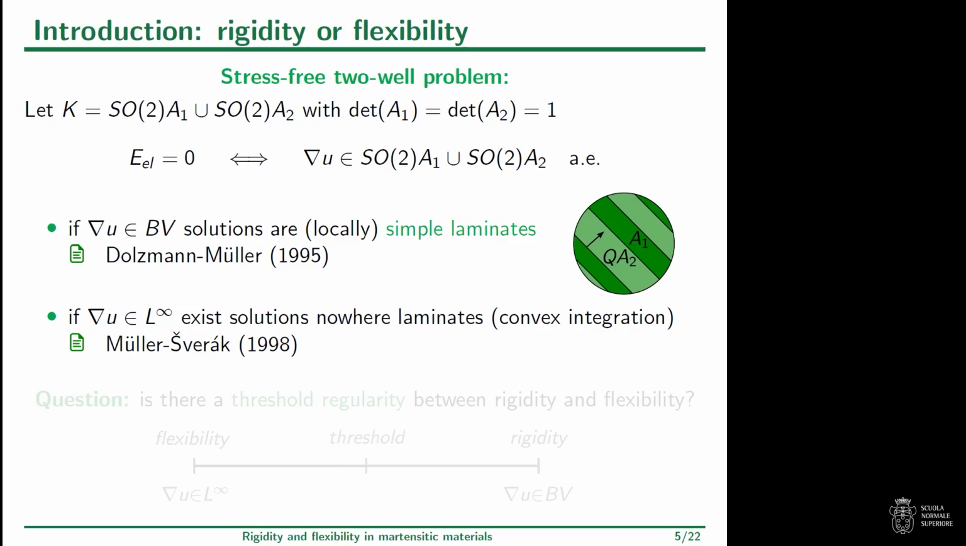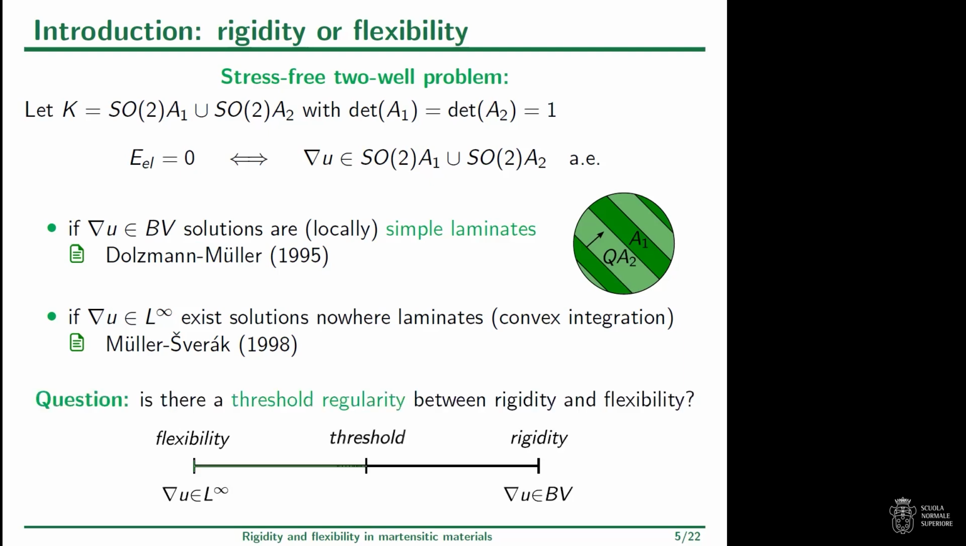Okay. So already mathematically you can ask yourself, okay, then what? Is there a threshold regularity between these two regimes? Because here for gradient in L infinity we are in the flexible case. For gradient in BV we are in the rigid case. Mathematically you can ask, is there maybe a threshold regularity of the gradient for which you can claim that below this threshold regularity you're flexible, above you're rigid? So this kind of mathematically makes sense.